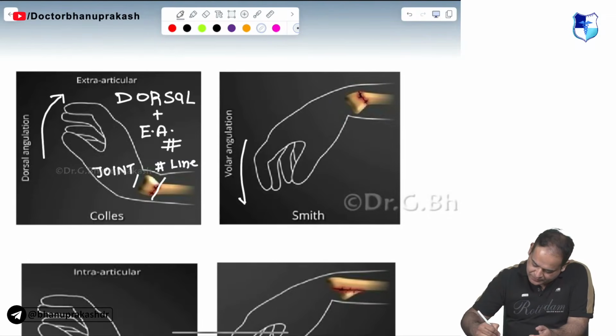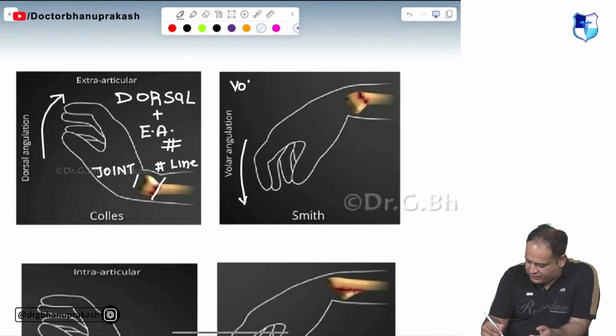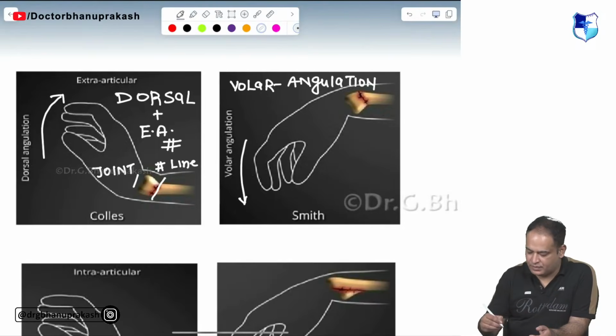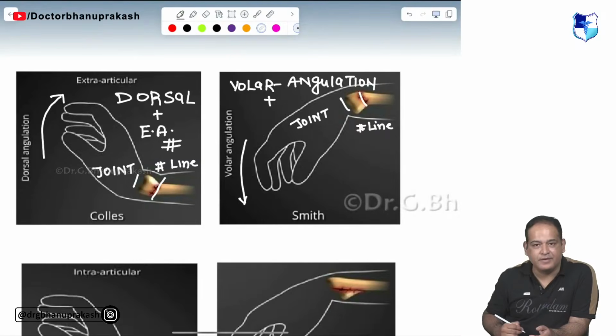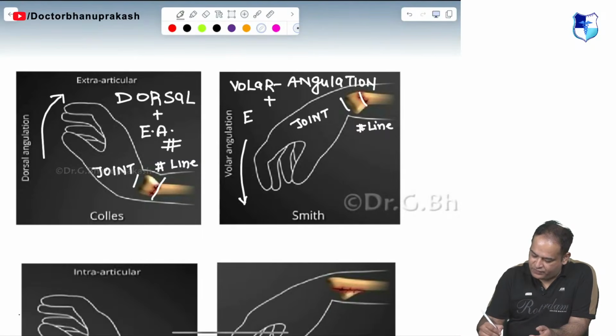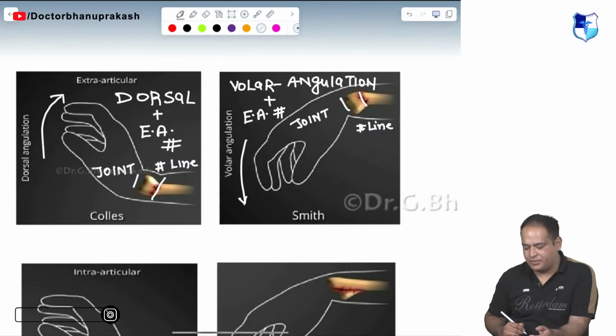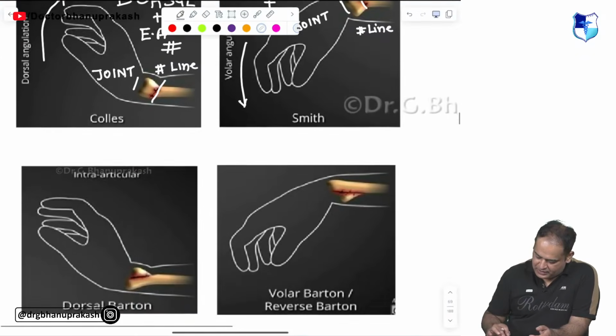Smith fracture. What kind of angulation? Volar angulation. Plus, you see, this is the joint and this is the fracture line. So what kind of fracture is this? Extra-articular fracture. Now let's see some others.